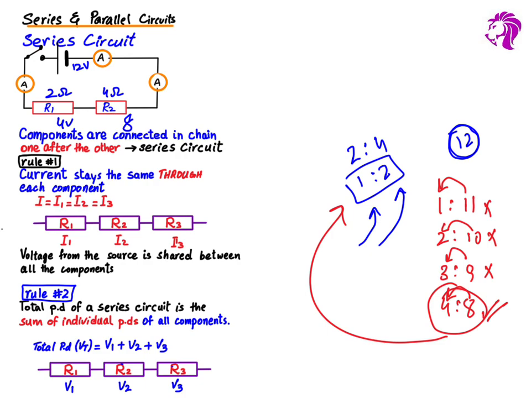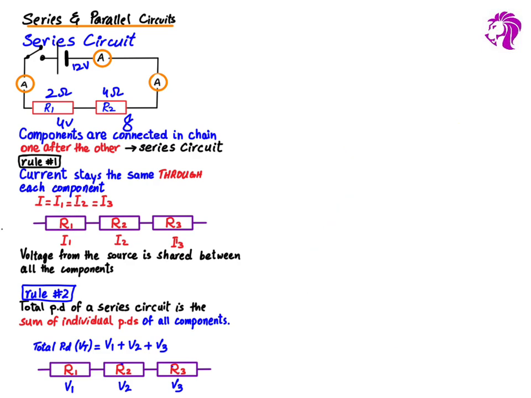So that means this R1 would get how much? 4 volts. This R2 would get how much? 8 volts. See, is this 8 volts double of this? Yes. Why? Because this 4 ohms is double of this. Alright?